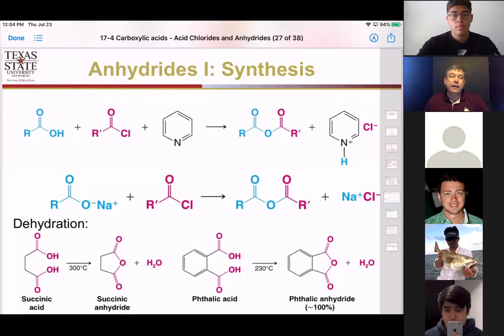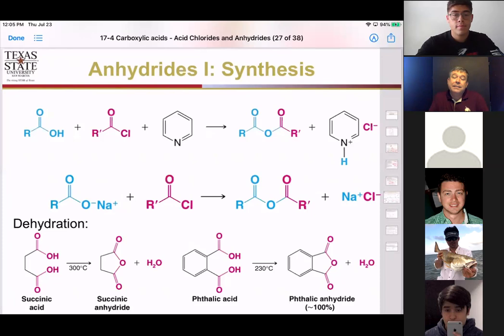But let's go ahead and continue on with part 4 of our chapter 17, which is the carboxylic acids and their derivatives. And particularly, we've moved on from acid chlorides down to acid anhydrides. So the acid chloride was the most reactive of the set because it had the best leaving group. The chloride ion was the weakest base of the set. And so now we're moving on to the second one, which is the anhydride.